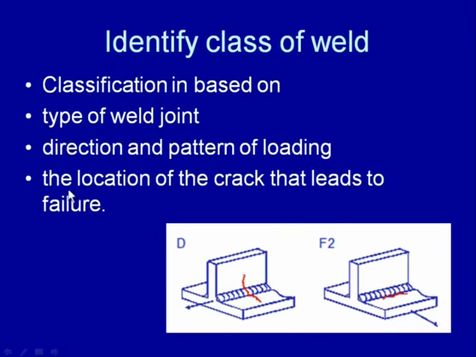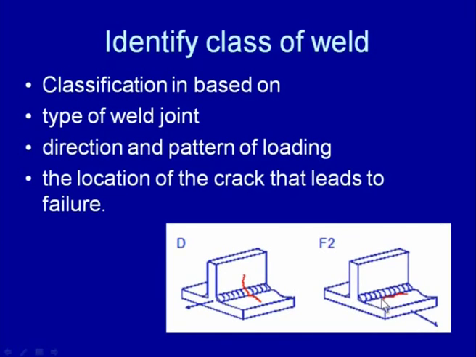So, depending on the type of the weld joint, we put the weld joints in the different classes, and the direction and the pattern of loading, means the load is tensile or shear, or the load is acting on the base material only, or it is acting on the weld metal itself, or in which direction the crack is growing. Say just for example, this is the T joint where the fillet weld has been made to have the T joint, and in one case the load is acting in the direction of the weld, while in another case the load is acting perpendicular to the weld.